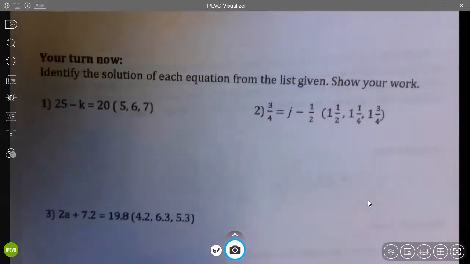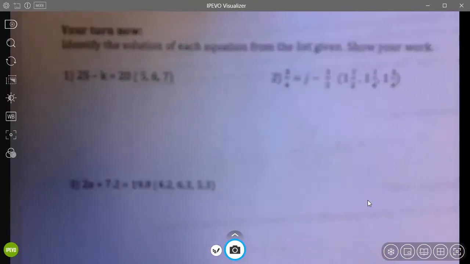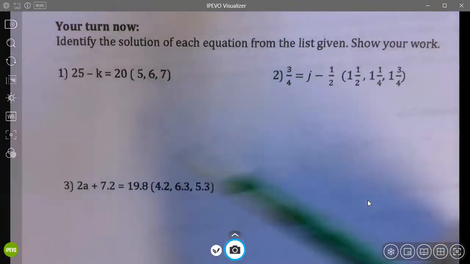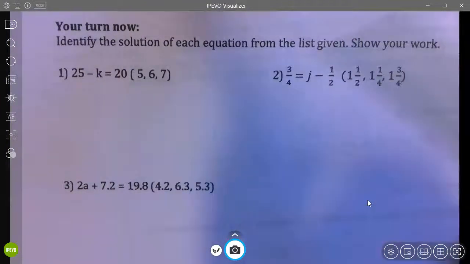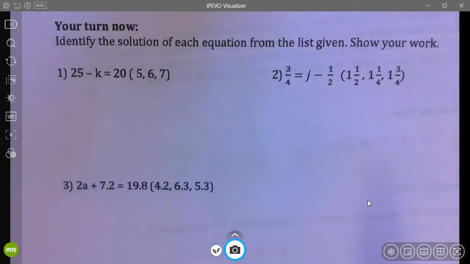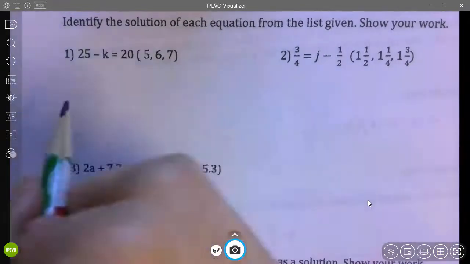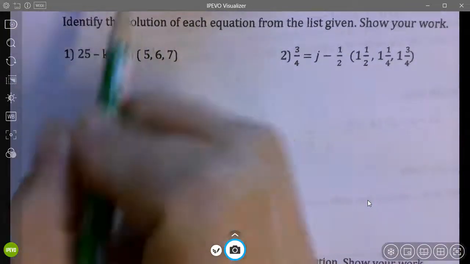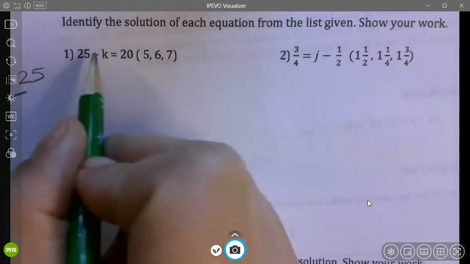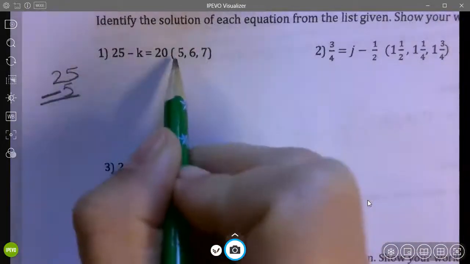Well, let's try with your turn. I want you to pause the video and solve these. You are not allowed to use a calculator. These are your choices in parentheses. And then once you have all your answers, check with me to see if you're correct. Okay, so I'm assuming that you paused the video. First thing I want to do is substitute each value into this equation and see if it's true. So use 5 first.